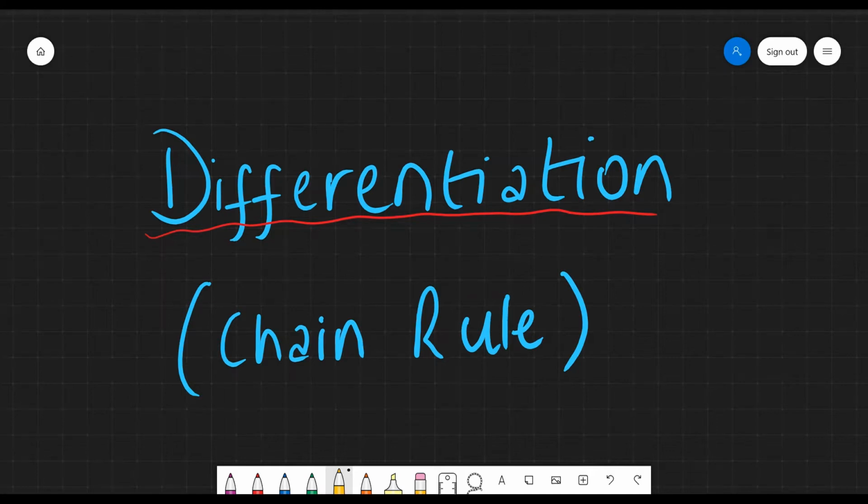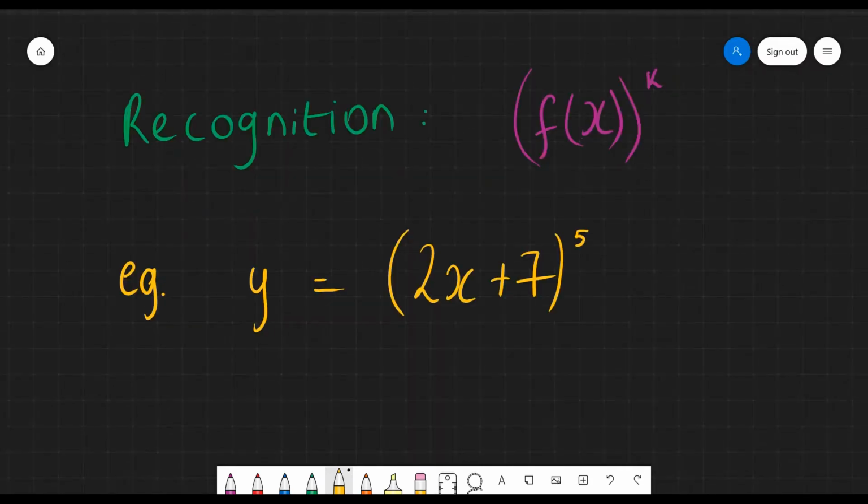Here we'll be covering a very specific differentiation rule called the chain rule. The important part about any rule is being able to recognize when to use it. So recognition for the chain rule is when you have a function of x to a power that isn't 1, where that function of x is always made up of at least 2 terms.